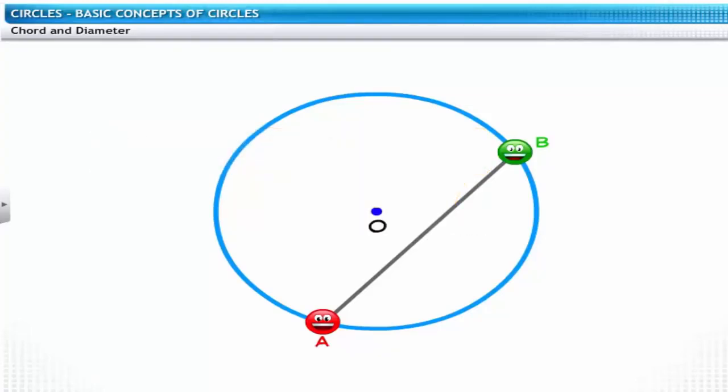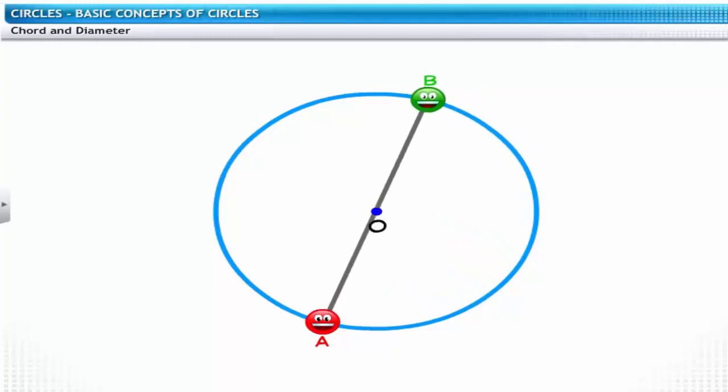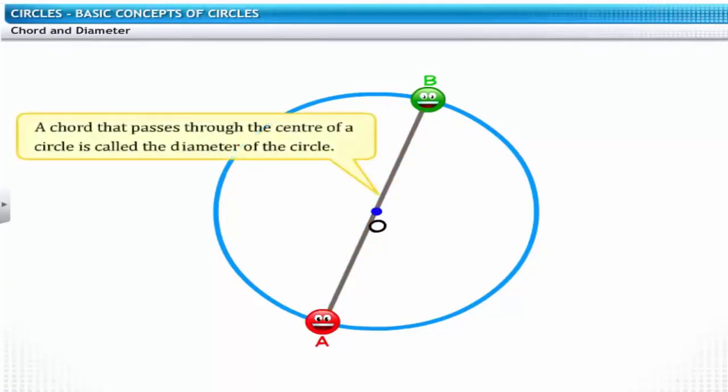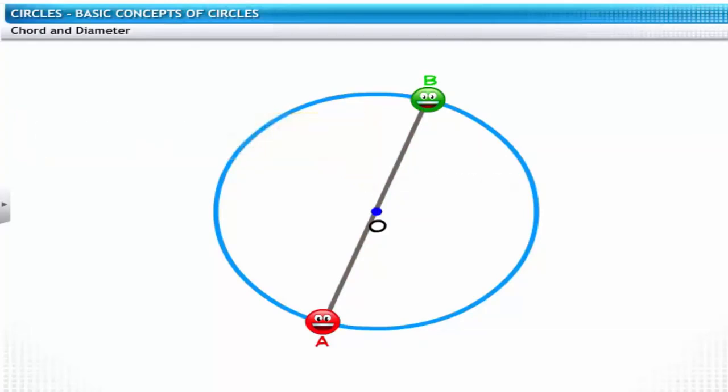Mr. A and Mr. B have decided to move. The interesting part about their new position is that now the line segment joining these two passes through the center of the circle. Line segment AB is a special chord. The chord AB that passes through the center of the circle is called the diameter of the circle.